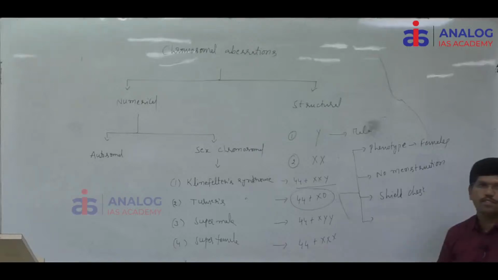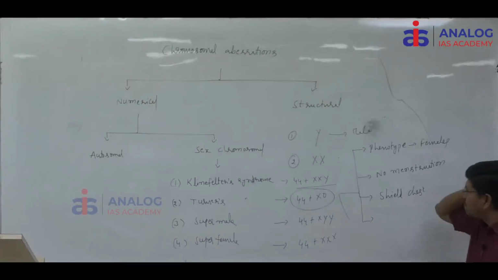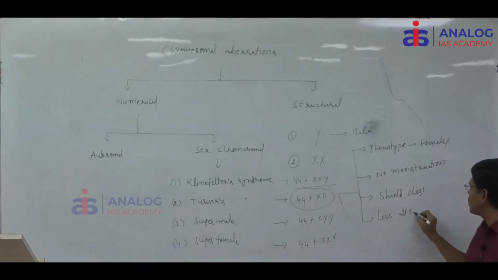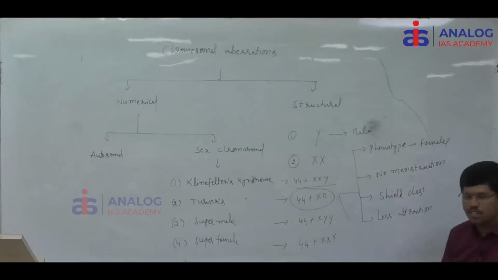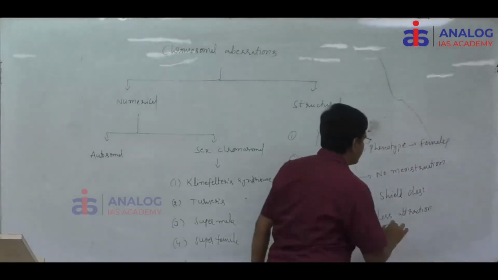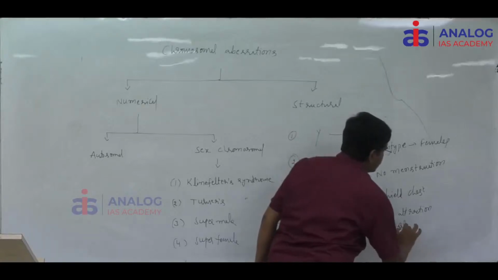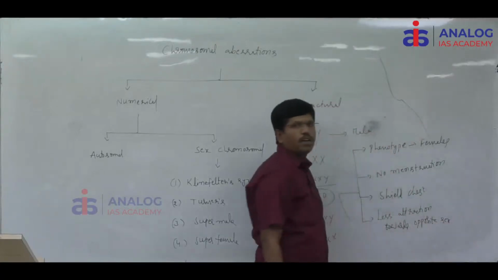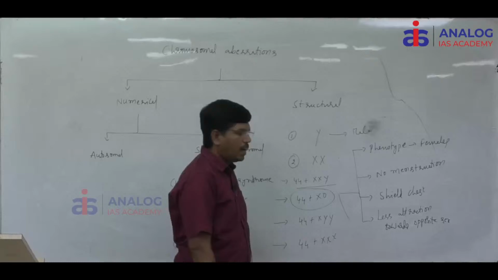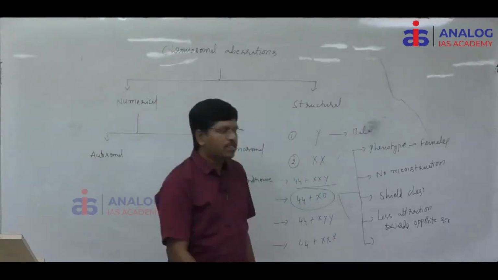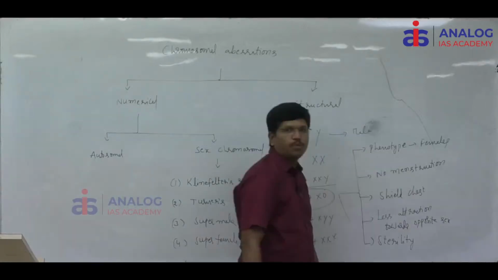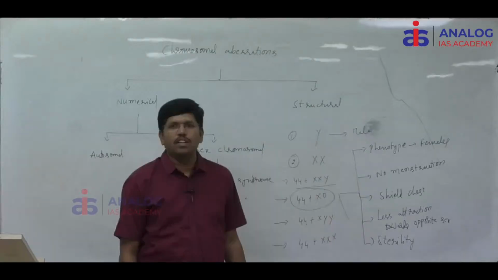Then no menstruation, shield chest, less attraction towards the opposite sex, and they cannot produce children. Then such females are called sterile females. Sterility is the condition of inability to produce children. Such females are called sterile females.